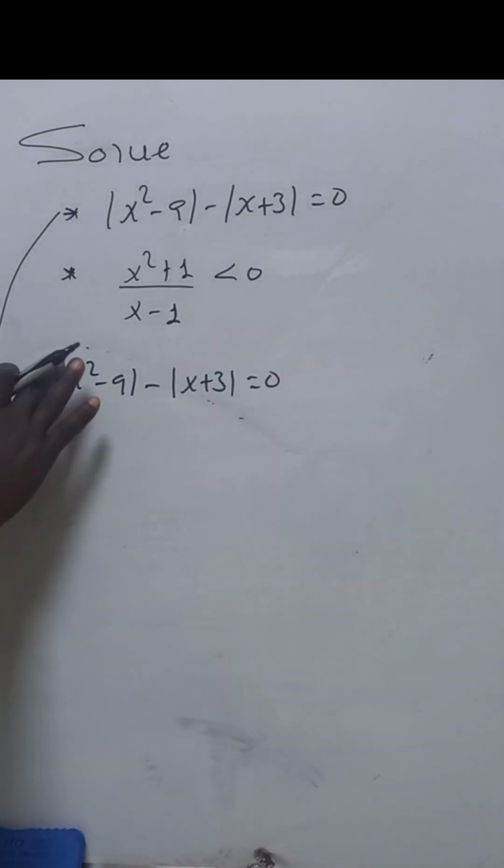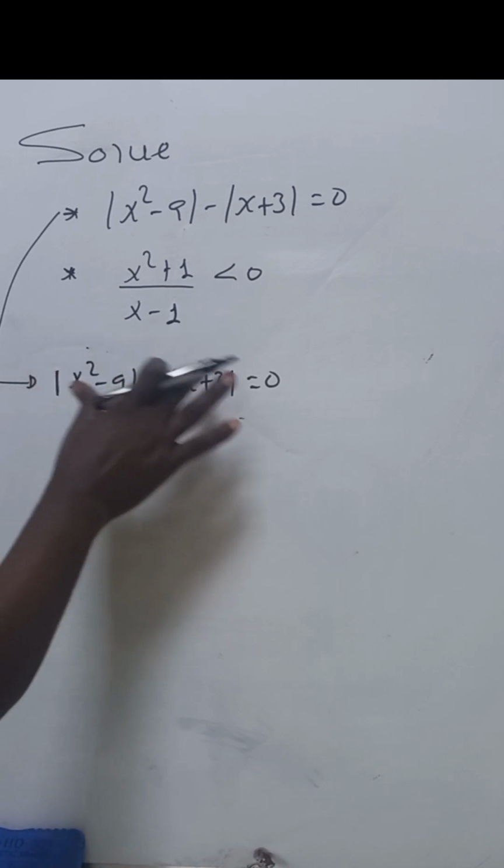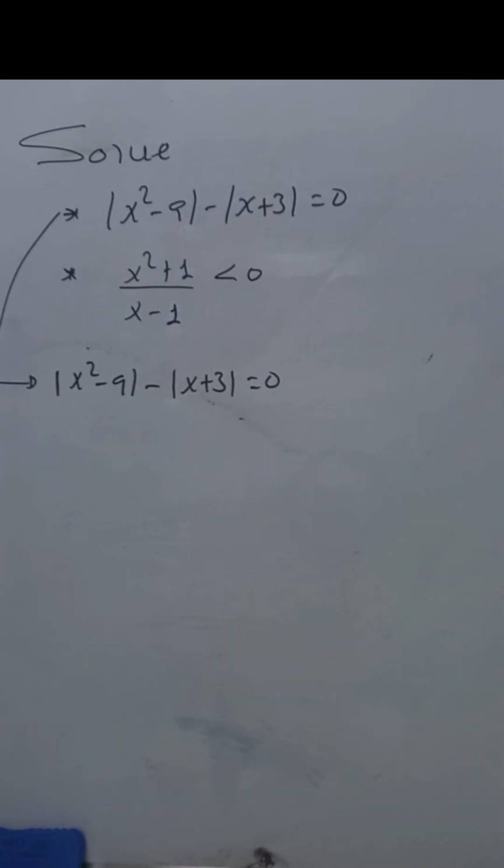This is the symbol of absolute value. How could you find the solution of this equation? If you look at this problem, it seems to be complex, but it is very simple, if you are technical and wise about how to do this problem.